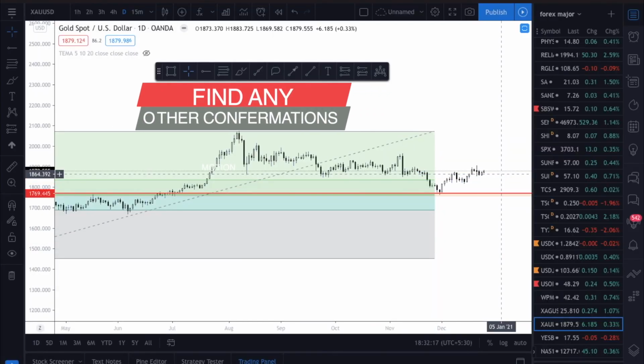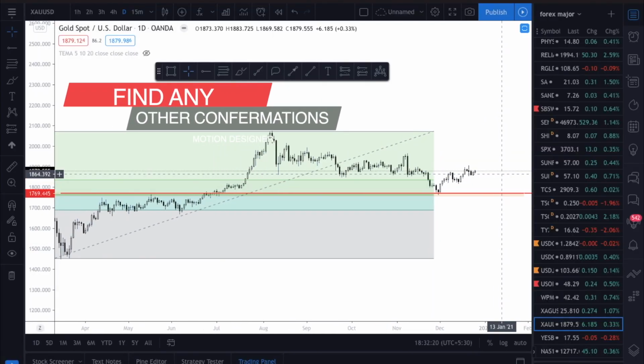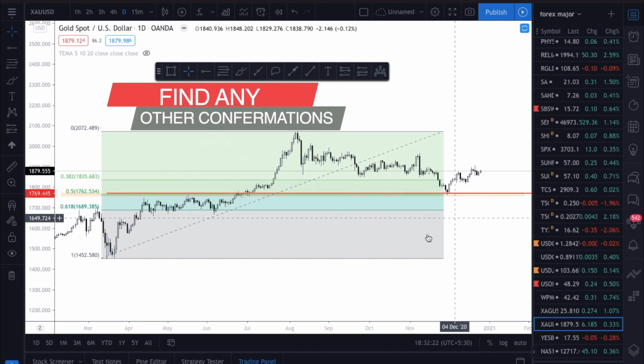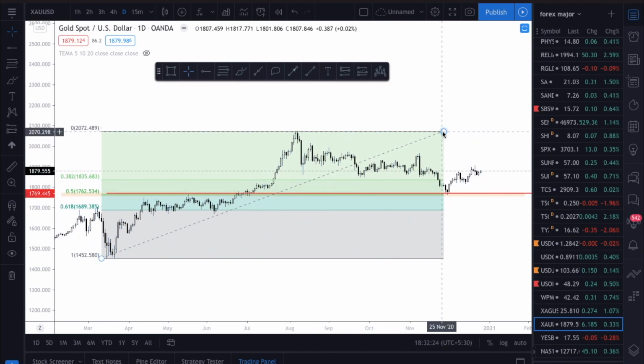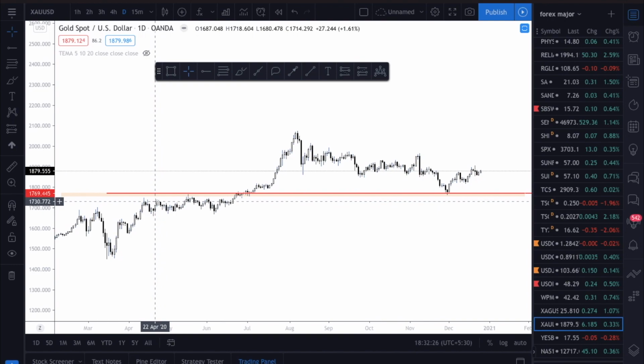Now let's take some examples of what I mean. So the fourth step is to find any other confirmations. Like in this case, if you can see, we had a resistance level at the same 0.5 Fibonacci level, which provided us with an extra confirmation. So it was resistance previously, but when the price moved up, it is now acting as a support.